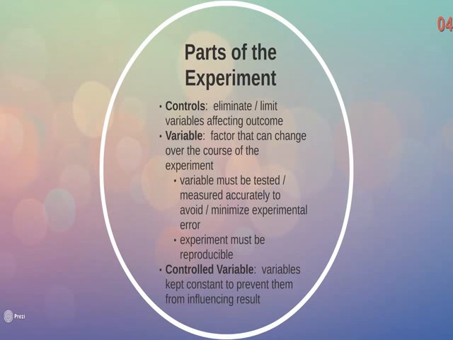The variables are the factors that can change over the course of the experiment. A variable must be tested and measured accurately to avoid and minimize experimental error. One of the goals is to make sure your experiment is reproducible. This allows other experimenters and scientists to go through and verify your work, and helps to control things being published that shouldn't be in the future, and us to have a false understanding of things. With controlled variables, all the variables are kept constant to prevent them from influencing the result.